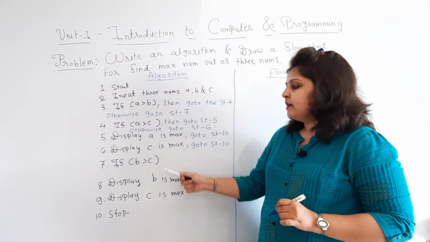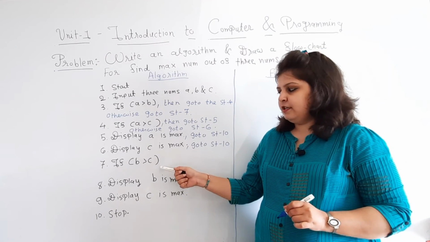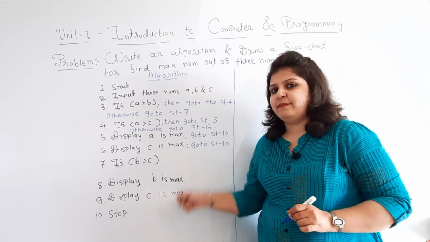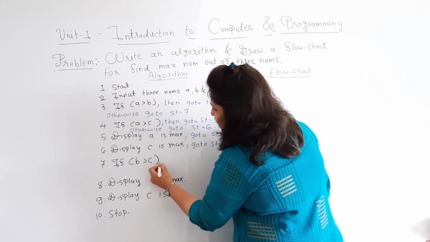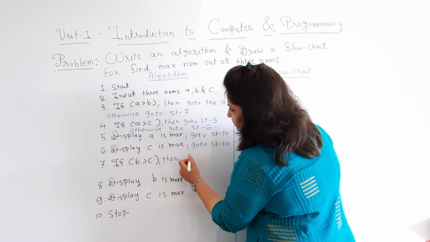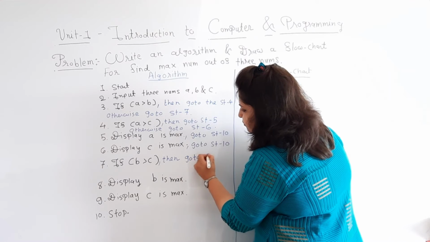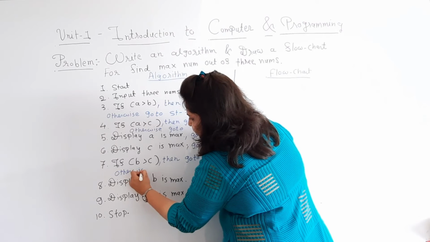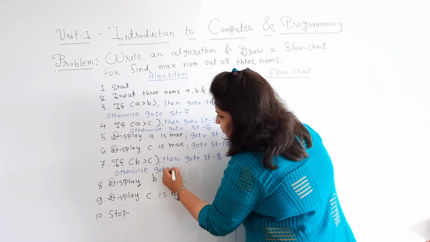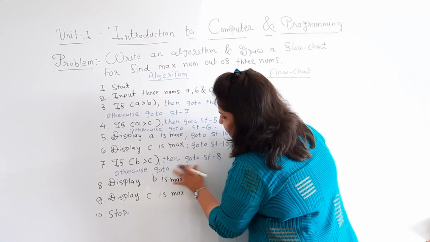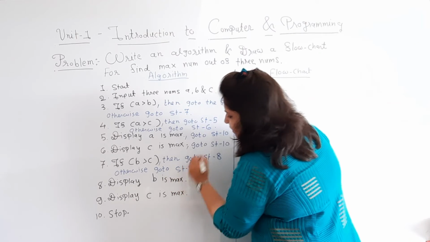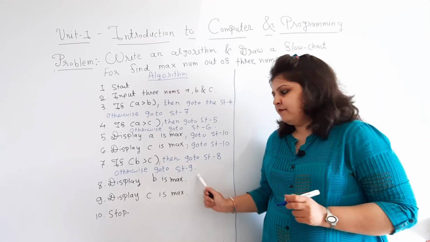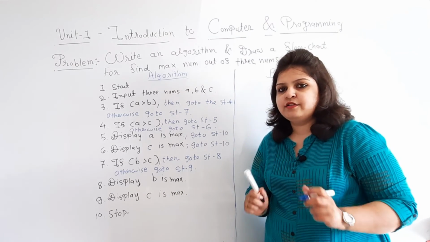statement number 10. Now again this is a condition. If this condition is true, then execute statement number 8, otherwise statement number 9. So the same thing we have to write here. Then go to statement number 8, otherwise go to statement number 9. And after display B is max, our control goes directly to stop.